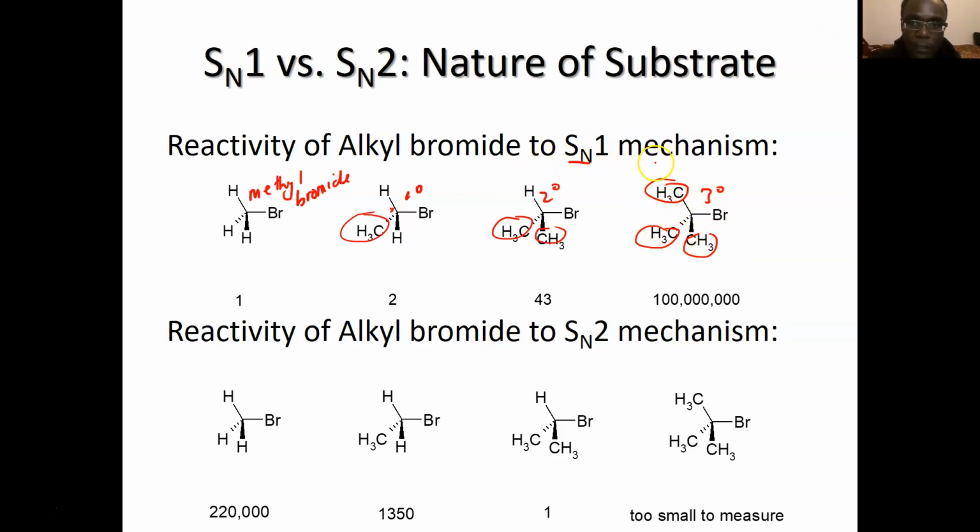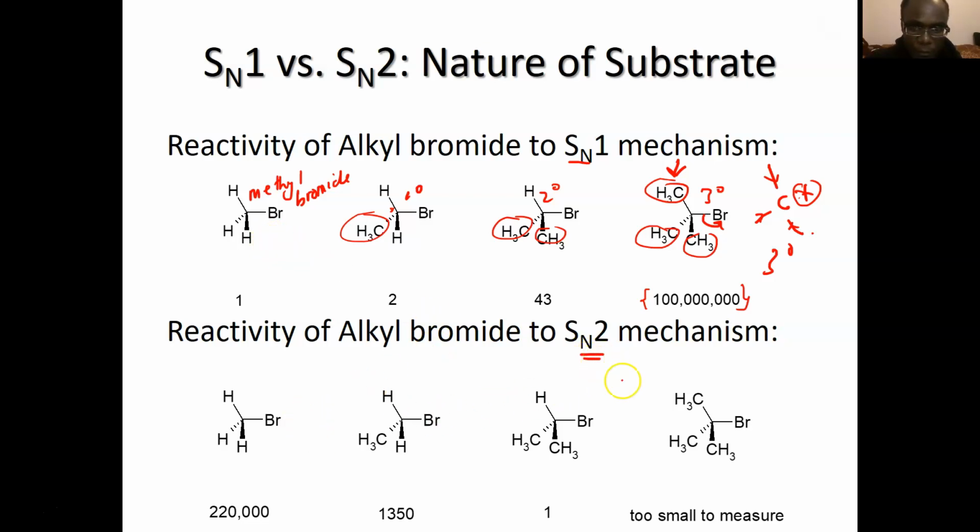So for SN1, it's gonna prefer this one, because once the leaving group falls off, guess what you form? You form a tertiary carbocation, which is way more stable than the rest. The more the alkyl groups surrounding the C+, the more stabilized the plus charge will be, the more stable the carbocation. So the tertiary alkyl halide will react 100 million times faster than a methyl bromide. Okay.